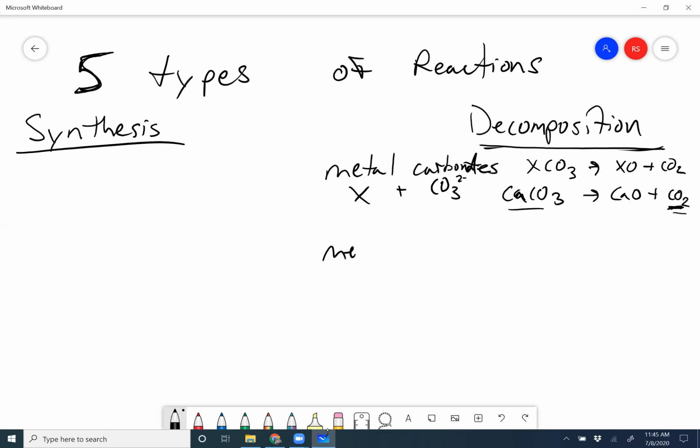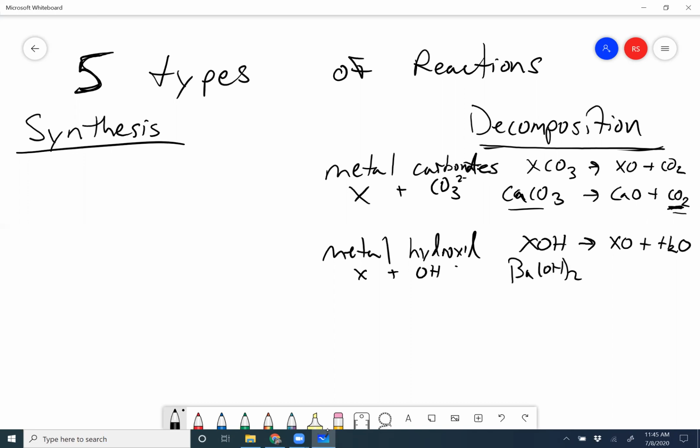And then we have what are called metal hydroxides. So this is going to be X plus hydroxide, which is a minus ion. So then we have XOH, which is going to decompose into XO and water. A good example of this is, say we had some barium hydroxide. Well, the barium hydroxide is going to decompose into barium oxide and water.